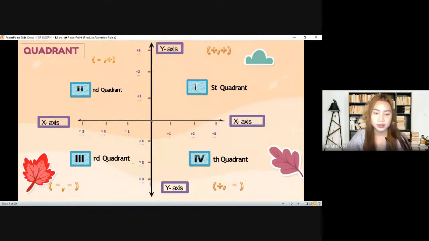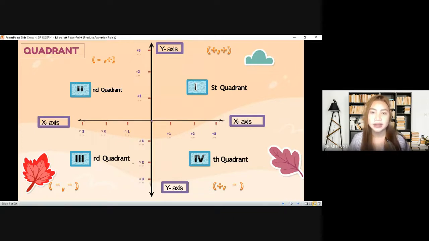So, we have 4 quadrants in a coordinate plane. The first one is the first quadrant, which consists of positive and positive values. The 4 quadrants along with their respective values are represented in the graph below. The first quadrant is positive, positive, and the second one is negative, positive. The third one is negative, negative. And the last one, the fourth quadrant, is positive, negative.